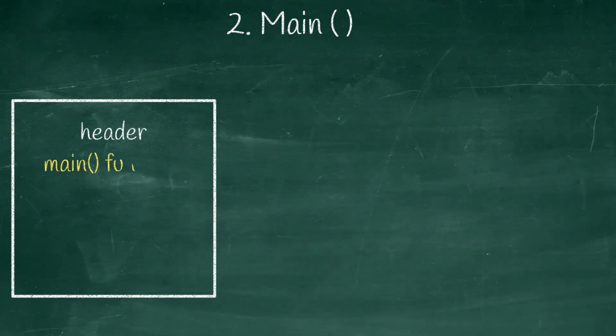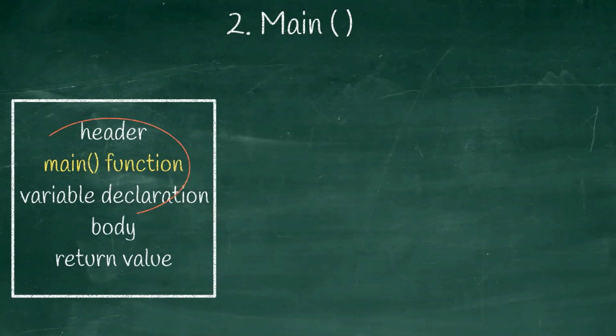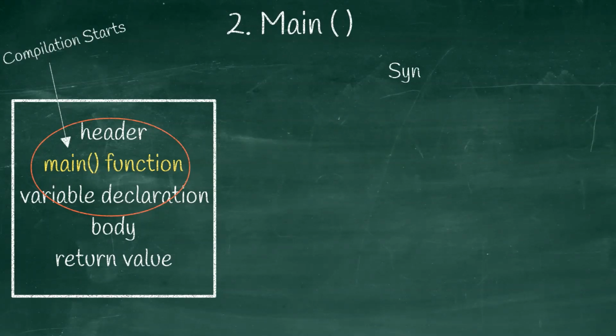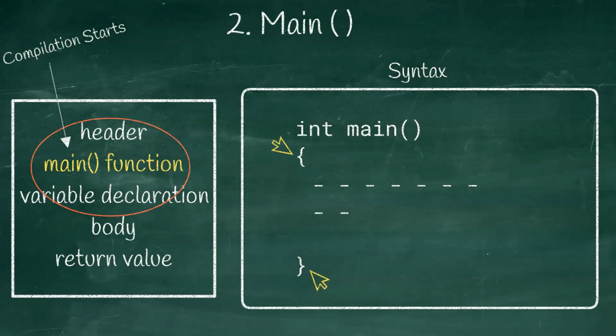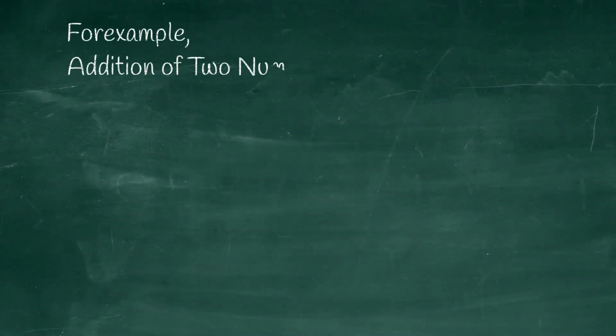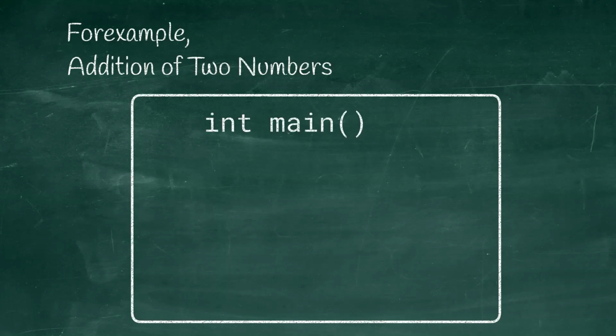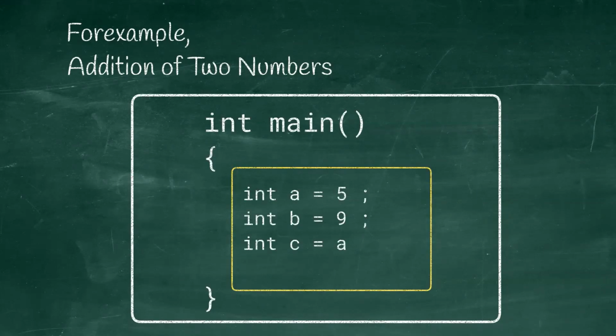The next part of the C program is to declare the main function. The compilation of every C program starts from this point. The syntax to declare the main function is int main, then we write an opening curly bracket and a closing curly bracket. The piece of C code is written within these curly brackets. For example, if we need to add any two numbers, the code for addition is written within the main function.